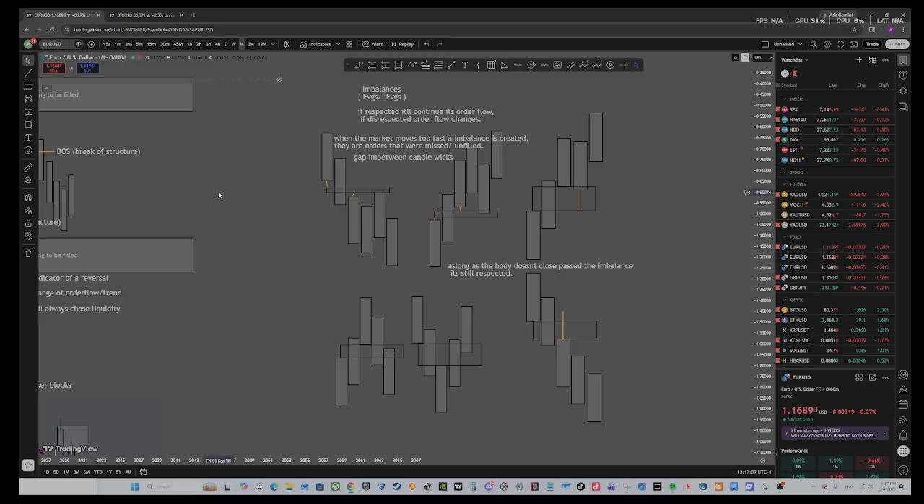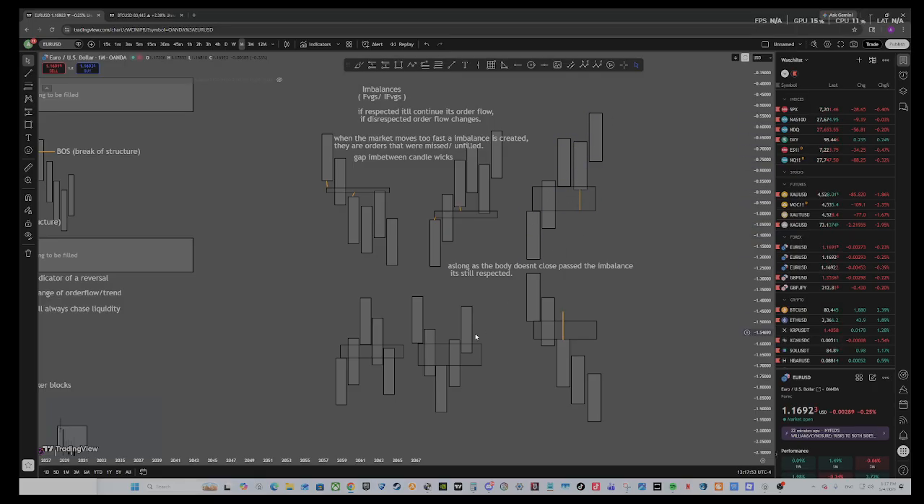So it's just the gap in between the candle wicks, right? So right here, price moved too fast, missed all these orders, came back because it's greedy, and it comes and taps those orders and then continues going its direction. Same thing here. Goes up too fast, misses these orders, comes back, taps it in. We're good, right? As long as the body doesn't close past the imbalance, it's good, because this is not the body. Even if the wick goes past it, it's still respected because it's not the body, right?